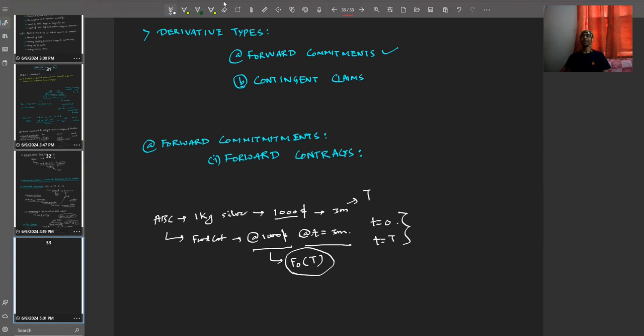Now at that time, let's say the market price of the silver is ST, that is at T is equal to T, or in this case, 3 months, right? Now, who makes a profit and who makes a loss? That is the question, right?